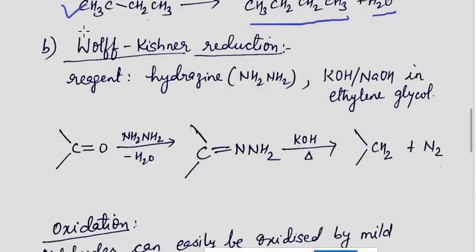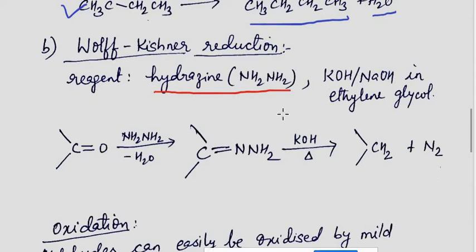Wolff-Kishner reduction is similar to Clemmensen reduction. The only difference is in the use of reagent. In the first case, we had used the reagent as zinc amalgam and concentrated HCl. Now see here, in this case we use the reagent as hydrazine. You know what hydrazine is? NH2NH2 is known as hydrazine.